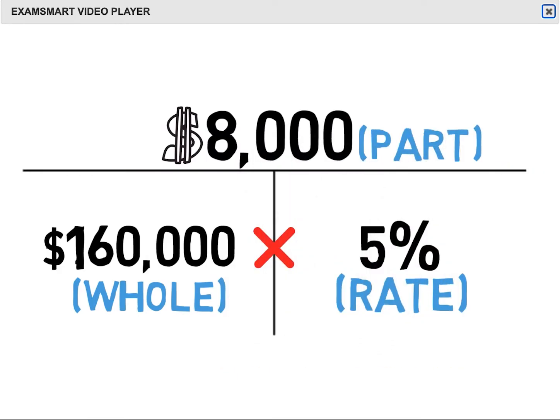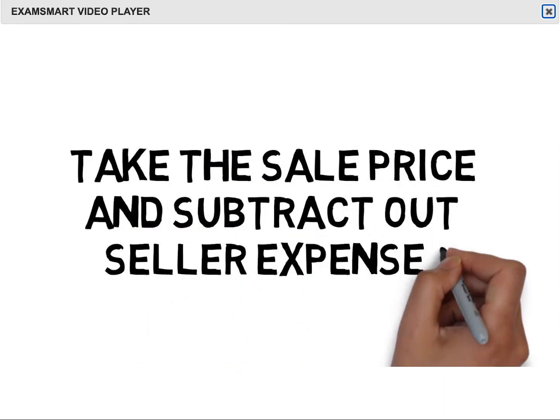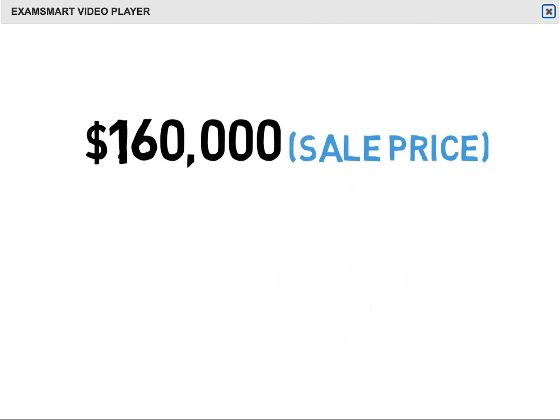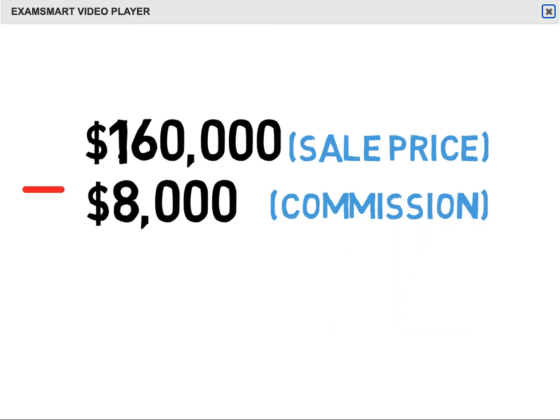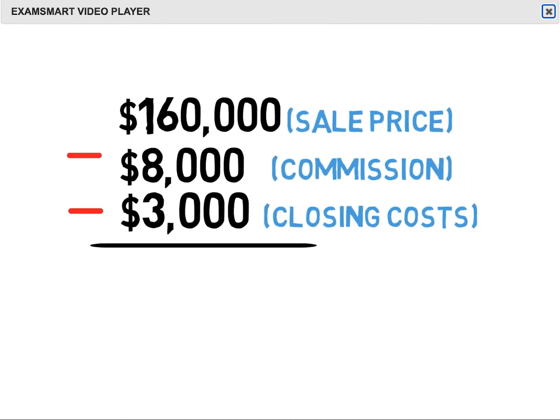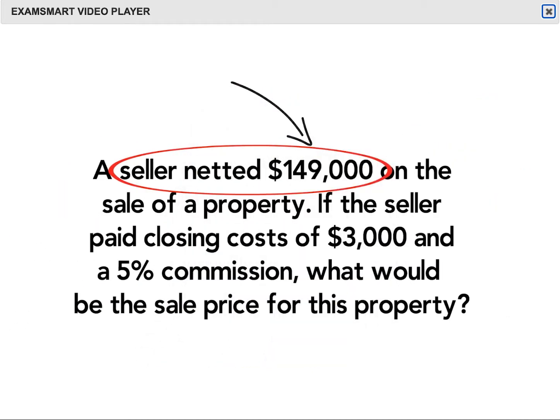So to find out what a seller nets, we take the sale price and subtract out the seller expenses. So if we take a sale price of $160,000 minus the $8,000 of commission minus the $3,000 of closing cost, sure enough, the seller nets out $149,000, and that's exactly what our problem tells us, so we have this one for sure correct.